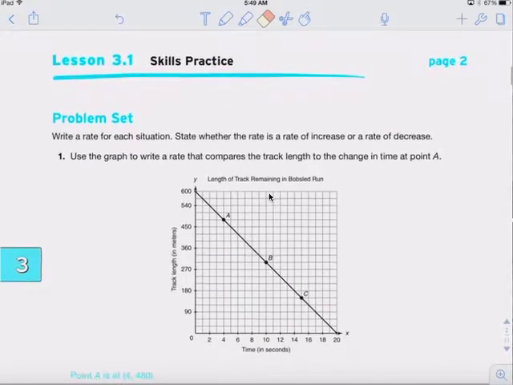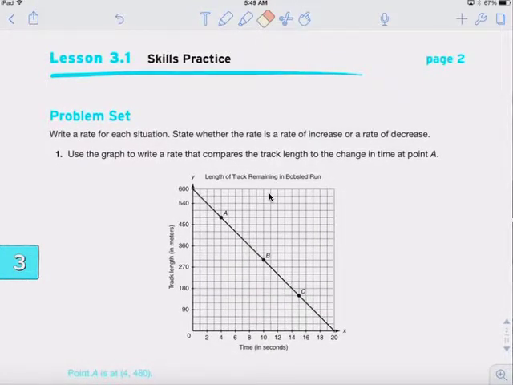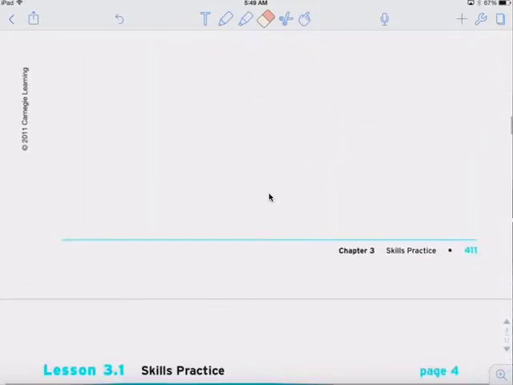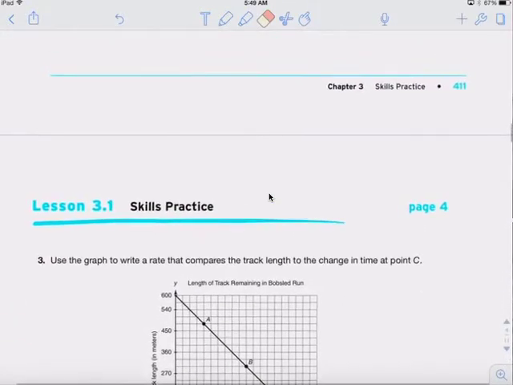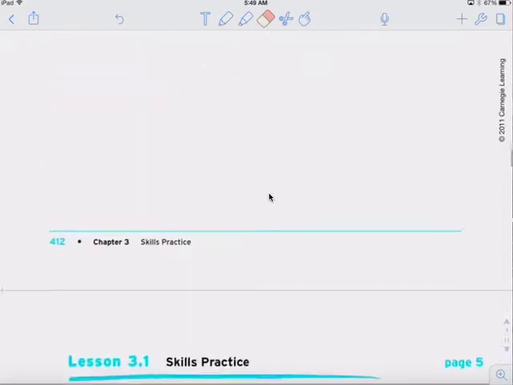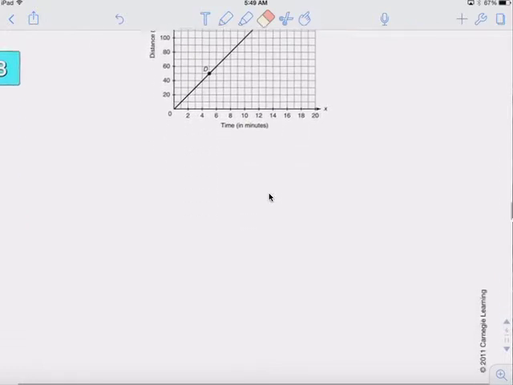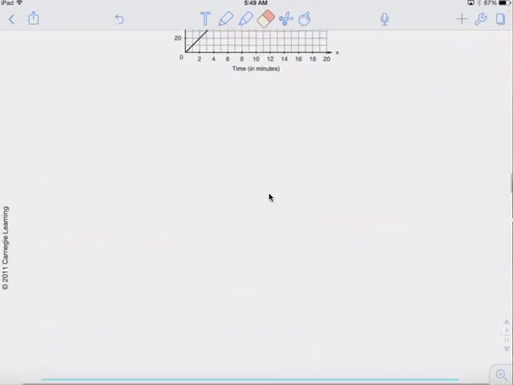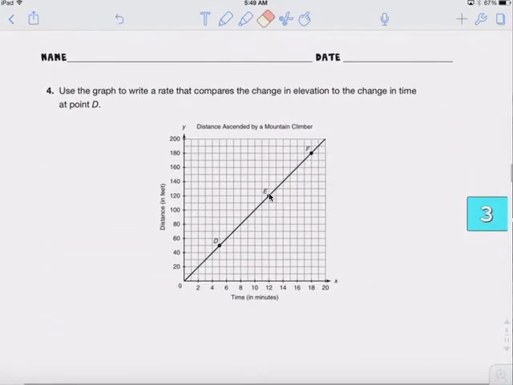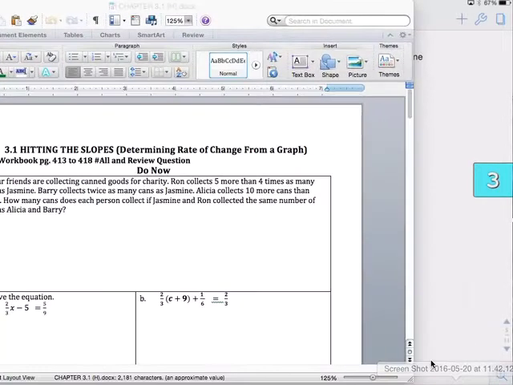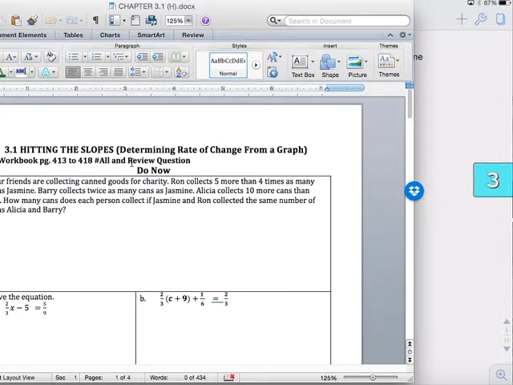This is your homework from the workbook, page 413 to 418, chapter 3.1. 413 is this problem here. Let me check if I'm right. Yep, and a review question.